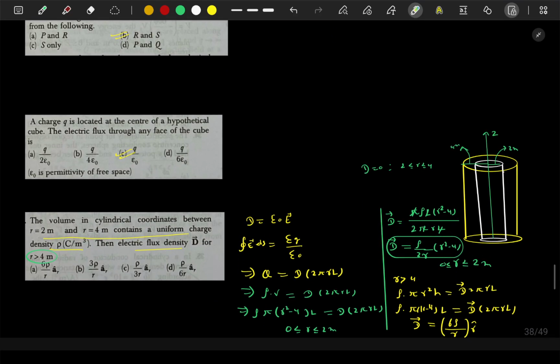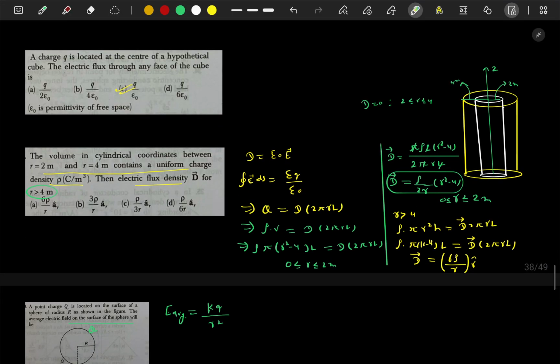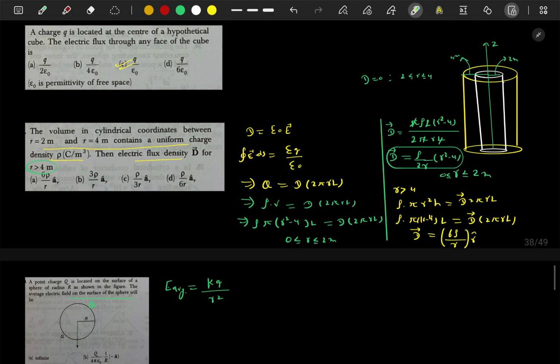A charge Q is located at the center of a hypothetical cube. The volume in cylindrical coordinates between r equal to 2 meter and r equal to 4 meter contains uniform charge density rho. Then find the electric flux density D for r greater than 4. So how will you solve it? We know this is the equation. From here you can calculate Q equal to D into 2 pi r. So just put Q equal to rho into V, D into 2 pi r. So if you put for r equal to 4, r1 squared plus r2 squared, this is our given cylinder.